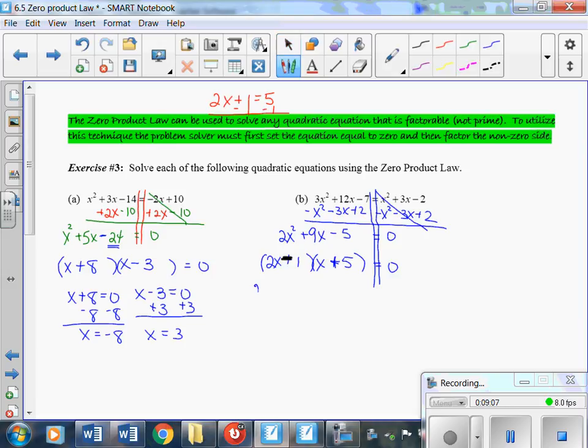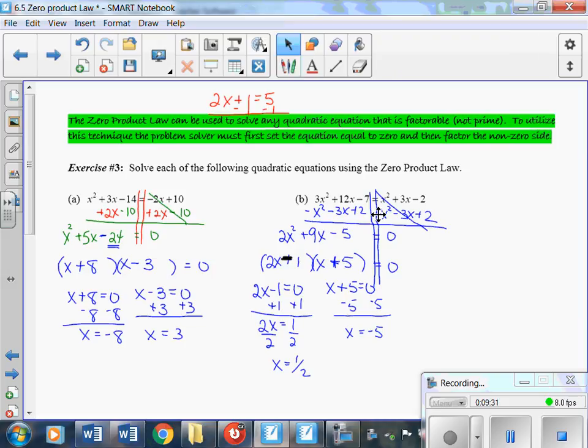And now I have 2x minus 1 equals 0, and I have x plus 5 is equal to 0. So I know I add 1. I know it's kind of silly to do this all the way through, but you do need to show the math all the way through. x is equal to 1/2, and here, minus 5, and x is equal to negative 5. So write down what you need to and meet me at exercise 4.